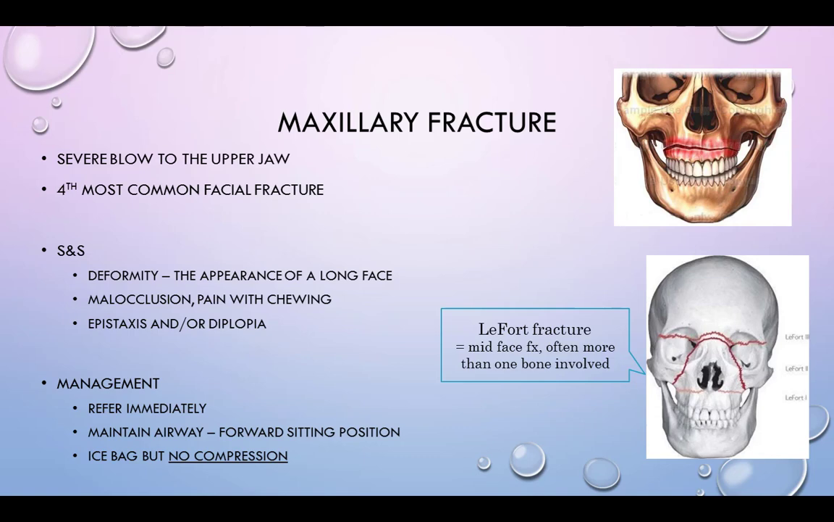Management should include immediate referral to a physician, having the athlete sitting forward to maintain the airway. If an athlete leans back, the blood may go down the throat and into the stomach. When blood enters the stomach, there's a good possibility of vomiting, which wouldn't feel very good with a fracture. You can also apply an ice bag, but do not compress the injury.